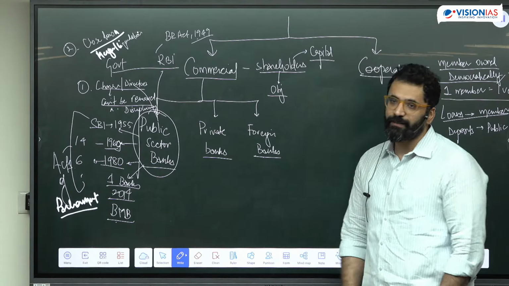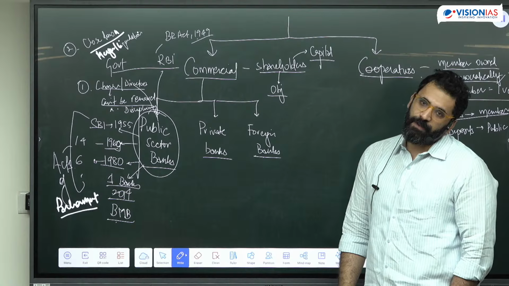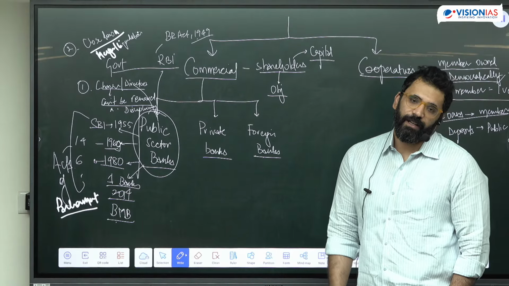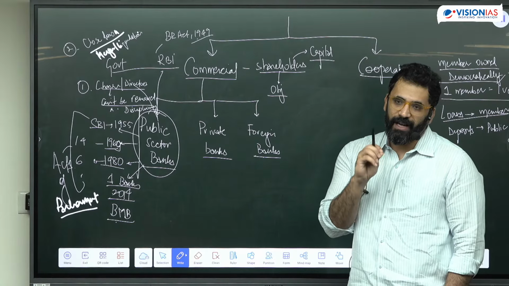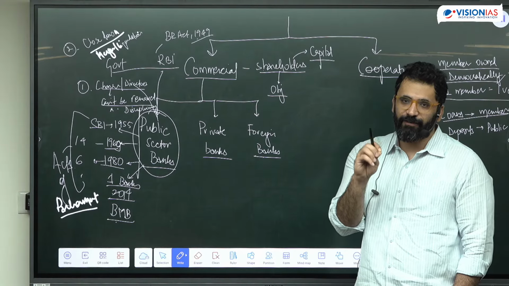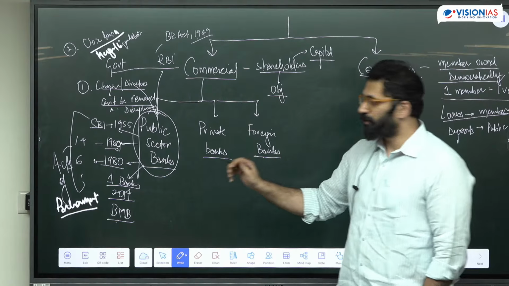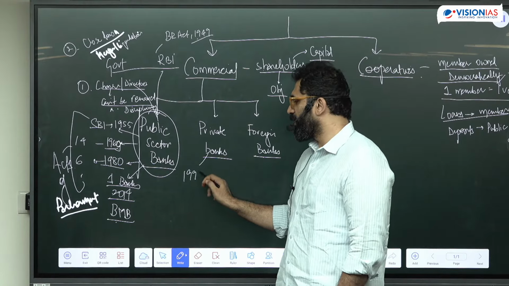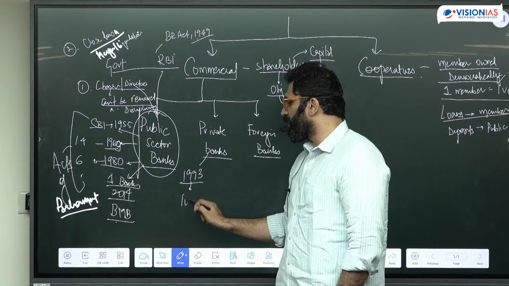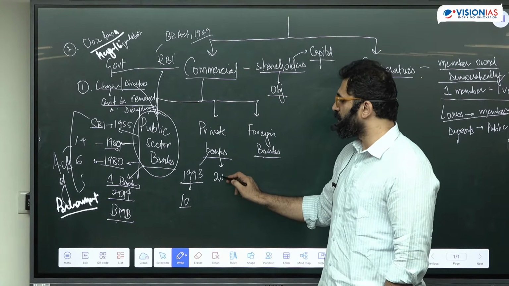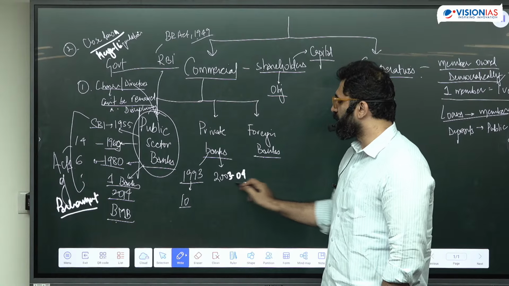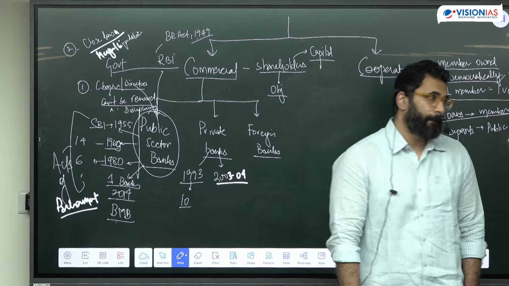Then we have private banks. Private banks, mostly before 91, did not exist in the country, where there were very few small private banks existing, hardly 3 or 4. Private banks were mostly given licenses after 1991. The first major licensing activity happened in 1993, where 10 private banks were given licenses. The second activity happened in 2003-04, where 2 banks were given licenses.